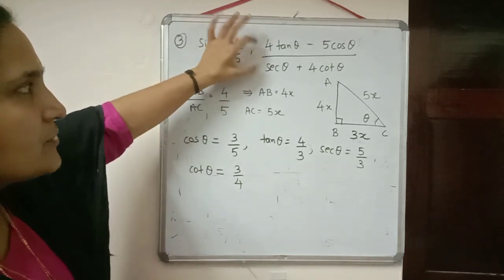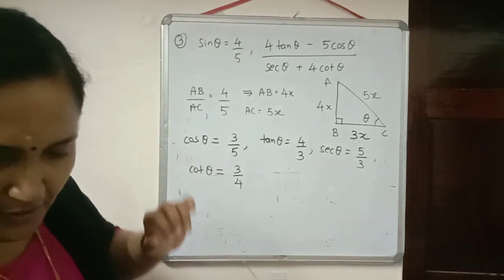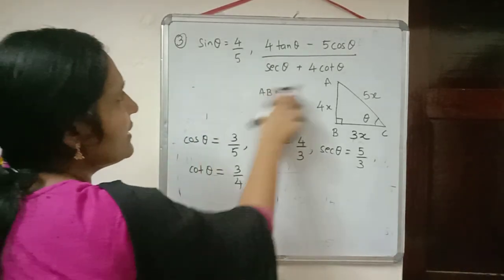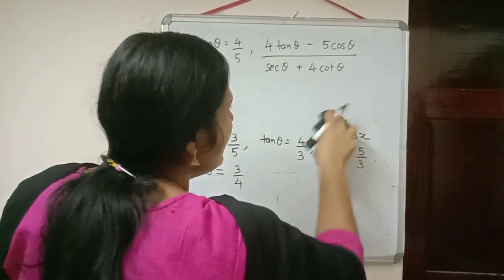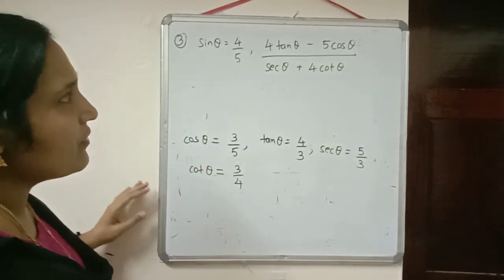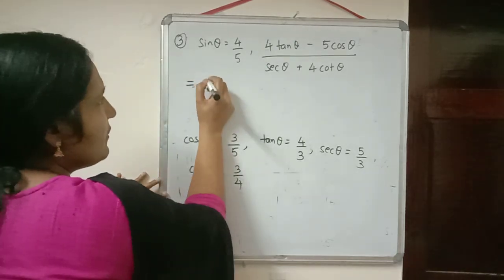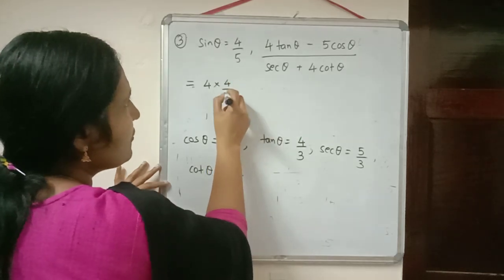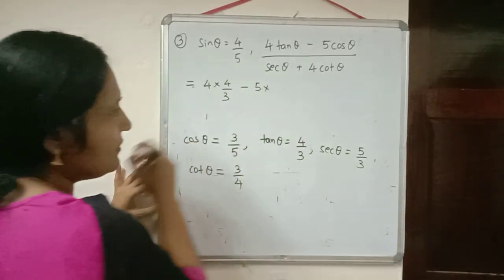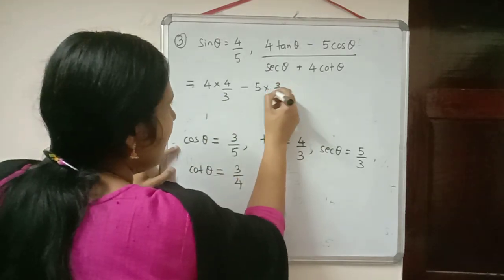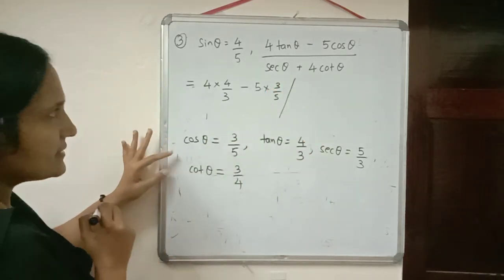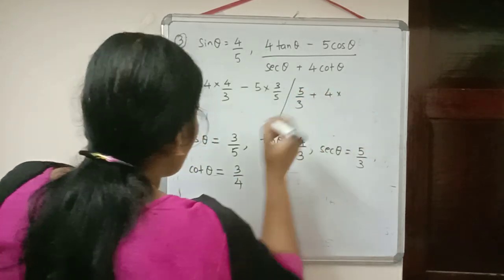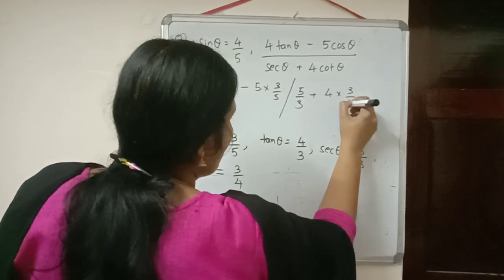Now we will evaluate this value. Okay. So all of you just substitute the value. Write down once again. 4 tan theta minus 5 cos theta by sec theta plus 4 cot theta equal to. Now I am going to substitute the value. 4 into, what is tan theta? 4 by 3, minus 5 into cos theta is 3 by 5, whole divided by sec theta 5 by 3 plus 4 into cot theta is 3 by 4.